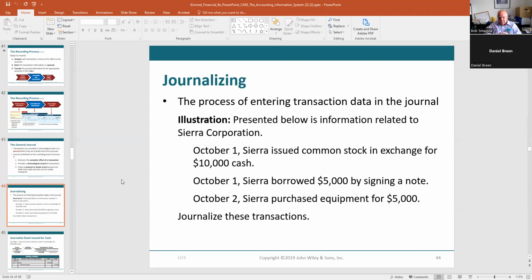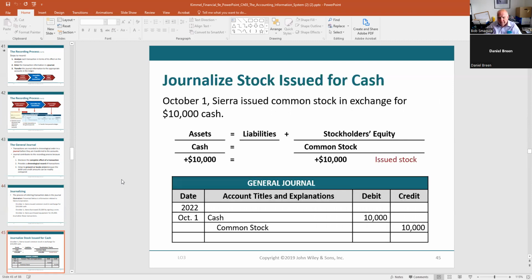So these transactions here are similar to the ones we did before we heard about debits and credits. Sierra issued common stock in exchange for cash. Well, let's see what happened here. We issued common stock. That means our cash is going to go up, and so is common stock. So I would expect we're going to debit cash and credit common stock.